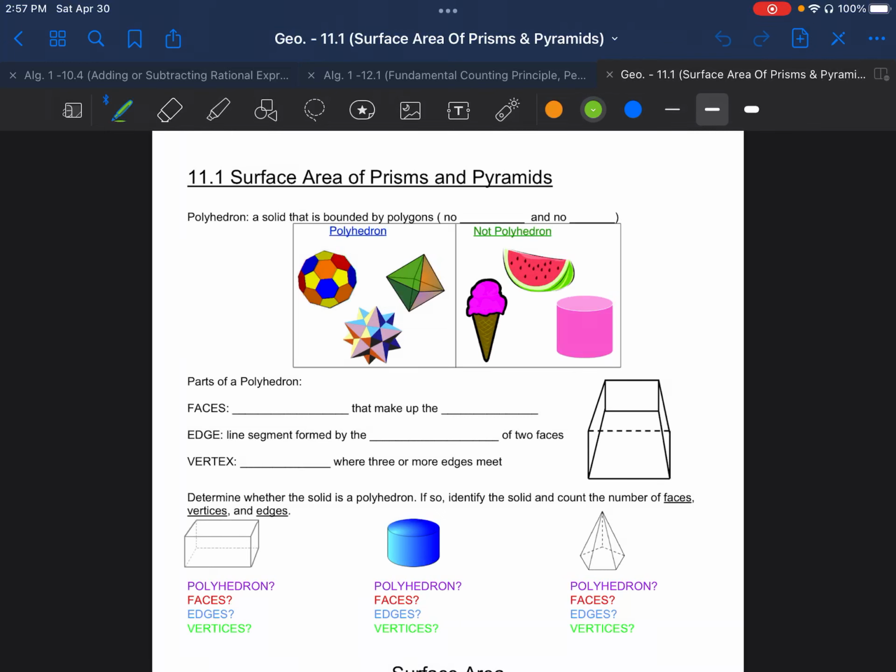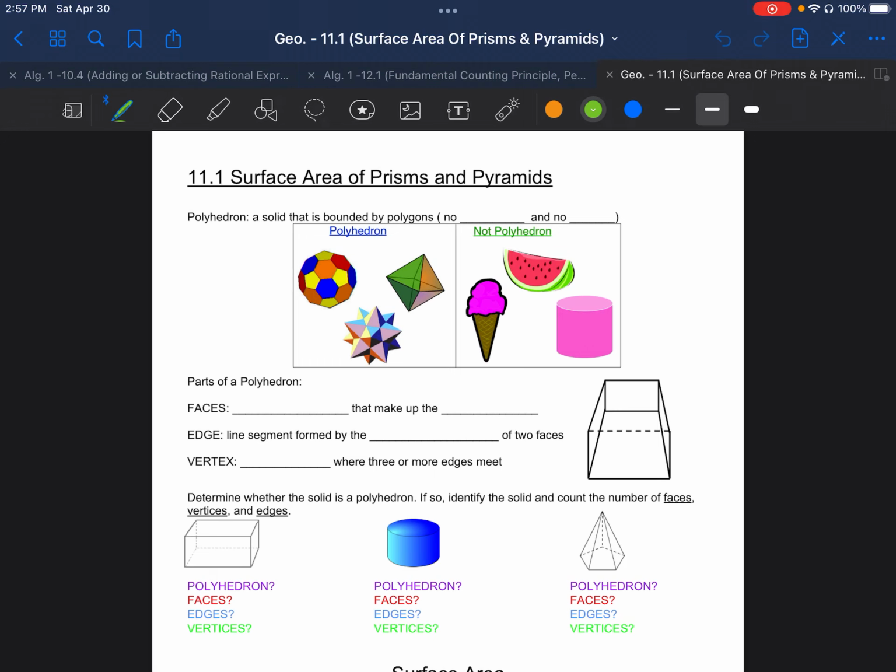Everyone. This is Geometry, Chapter 11, Section 1, Surface Area of Prisms and Pyramids. So in Chapter 11, we're just going to do 3 sections. And the first 2 sections are going to be surface area of a few different shapes. And then Section 3 will be getting into some volume. So here we're talking about 3-dimensional shapes.